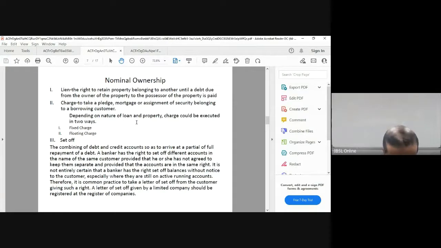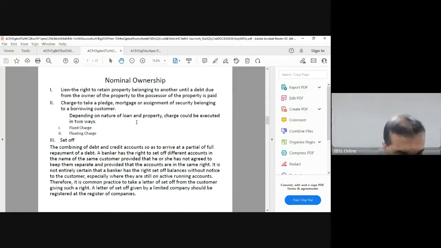So, when a customer has given a letter of set-off, that is against the general lien. But in between, you find charges: to take a pledge, a mortgage or an assignment of security belonging to the borrower. There are two ways of taking one. That is, one is a fixed charge and the other a floating charge.